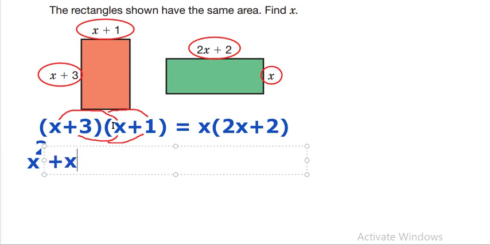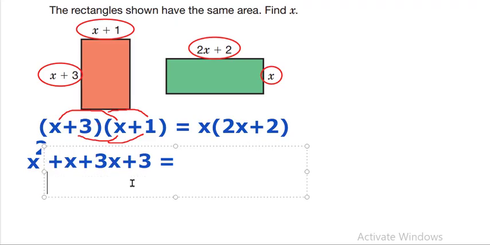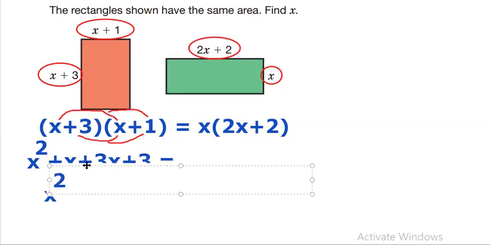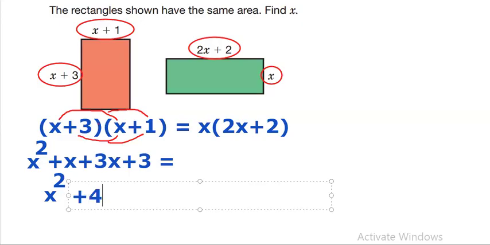Now, 3 times x will be 3x. 3 times 1 is going to be 3. Now, this is the first part. I can simplify it more by saying x squared, plus x plus 3x will be 4x. So plus 4x, and then plus 3. We put the equal sign and we finished the first part.